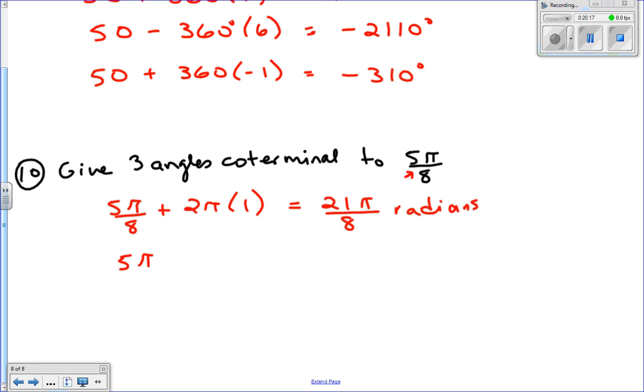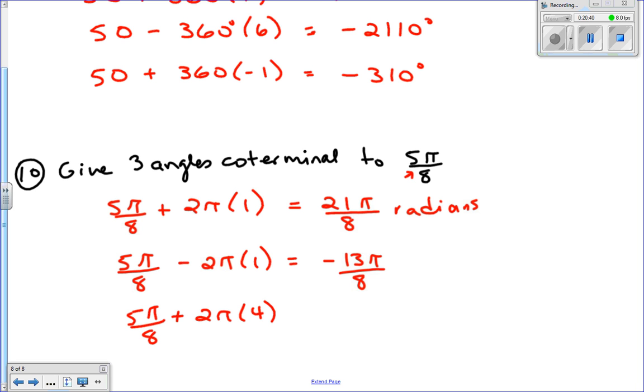So we can also do 5 pi over 8, for instance, minus 2 pi over 1. So that's minus 16/8. So that'll give us negative 11 pi over 8. And we could say 5 pi over 8 plus 2 pi times 4, for instance. So remember, 2 pi is 16/8, times 4 will give me 64/8. 64/8 plus 5/8 gives me 69 pi over 8 radians.